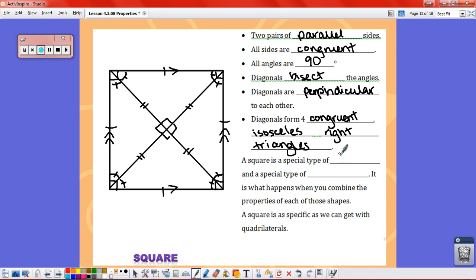The square is a special type of rhombus and a special type of rectangle. It happens when you combine the properties of each of those two shapes, and it's as specific as you can get with a quadrilateral, because a square is a parallelogram, it's a kite, it's a rectangle, it's a rhombus. The only thing it's not that we've covered is it's not a trapezoid.